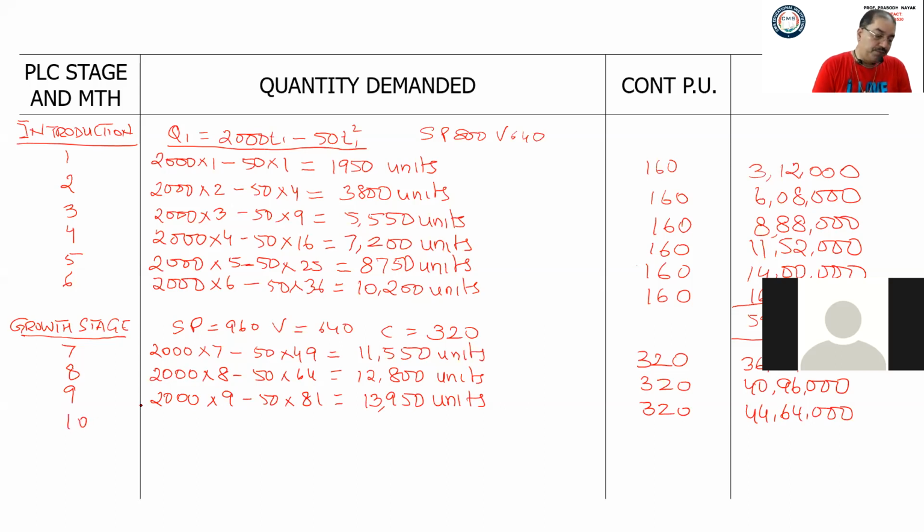Month number 10. 2000 into 10 minus 50 into 10 square, that is 100. 2000 into 10 is 20,000, minus 5,000 is 15,000 units. 320 contribution. Multiply. 48 lakhs.